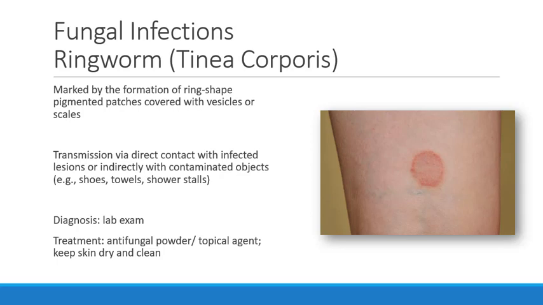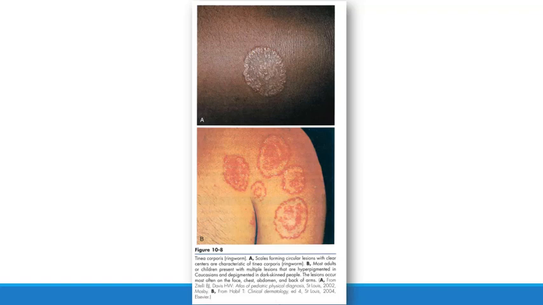Ringworm is Tinea corporis, marked by the formation of ring-shaped pigmented patches covered with vesicles or scales. Transmission is via direct contact with infected lesions or indirectly with contaminated objects. Diagnosis is based upon a lab exam. Treatment, antifungal powder, a topical agent. Also keep the skin dry and clean. Here's another picture of ringworm.